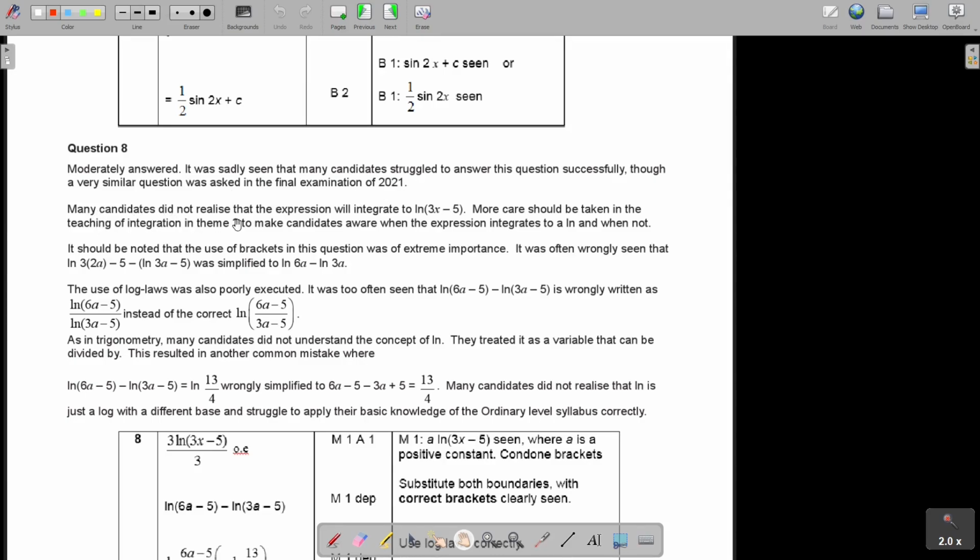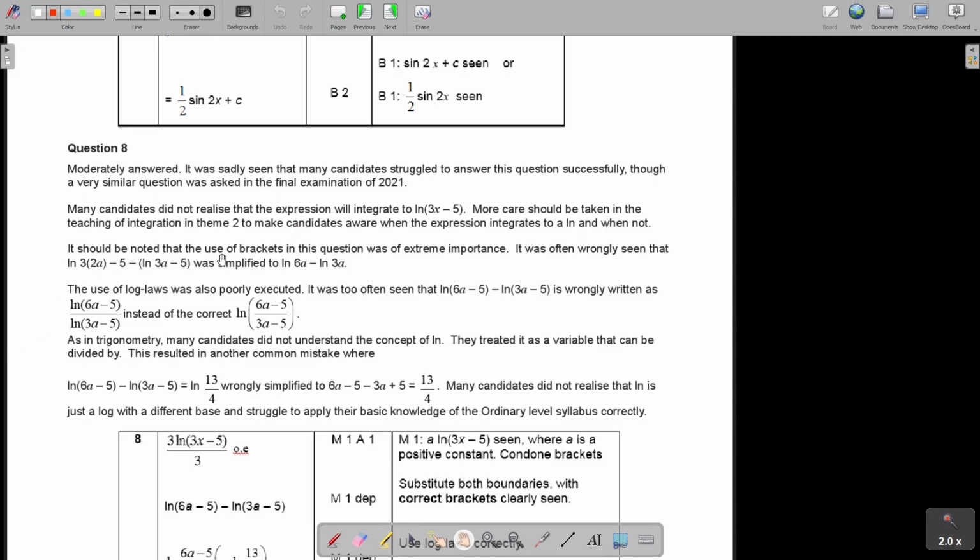Many candidates did not realize that the expression will integrate to ln, so you didn't know the rule. Especially that summaries at the end of the chapters, memorize that. Okay, I always say you memorize so many things in biology, but when it comes to just memorizing a few things in maths, then you are a little bit lazy to do that. So don't be lazy, memorize it. So more care should be taken in the teaching of integration in theme 2 to make candidates aware when the expression integrates to a ln and when not. Okay, so know your rules.